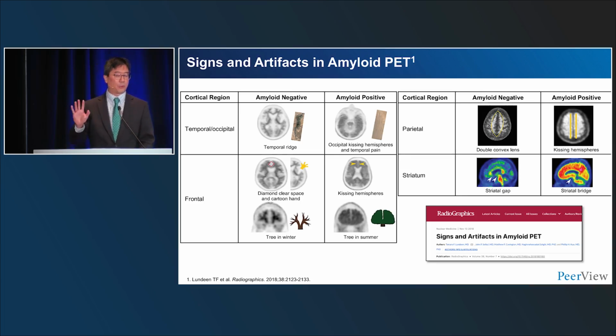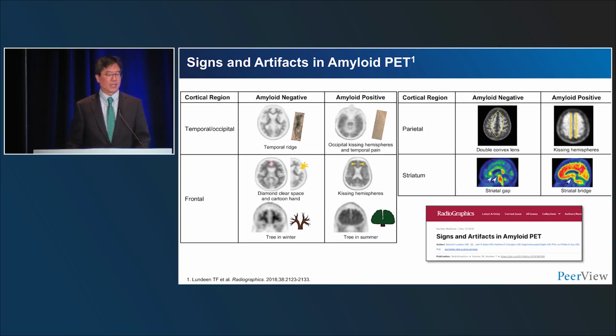Okay, I'm not going to go through all the different signs, but this is a RadioGraphics article that I published a few years ago with one of my former fellows, Dr. Lundeen. And so I got a lot of good feedback that these are handy. This is in the temporal occipital region, you get this mountain ridge type pattern when it's negative and becomes like a flat plain in the desert when it's positive. This is a very nice sign.